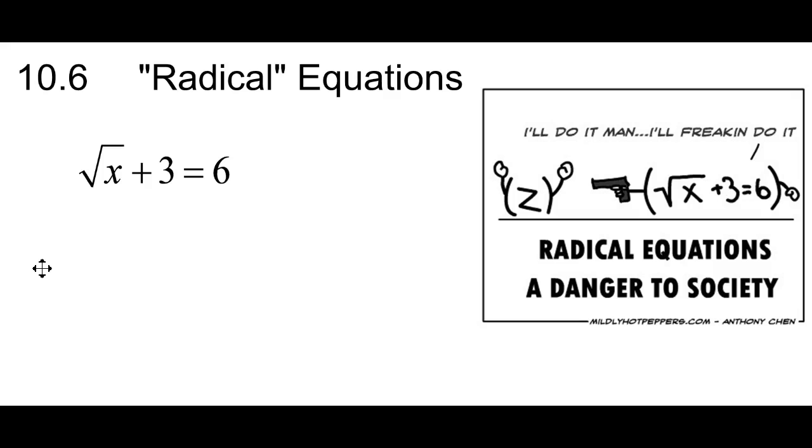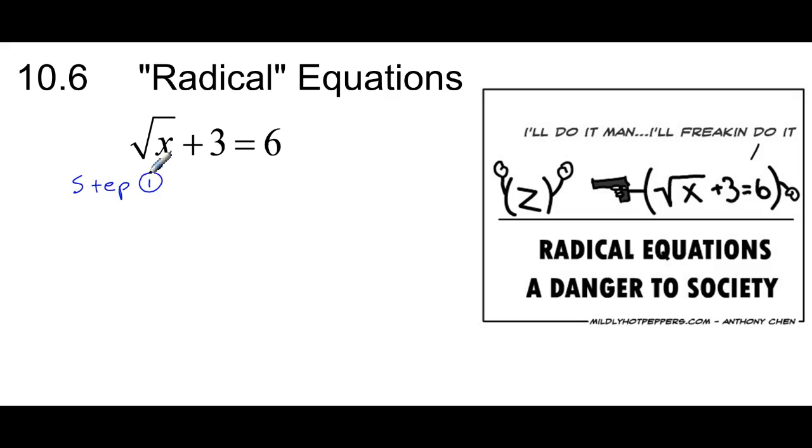If you take a look at this equation, the square root of x plus 3 equals 6, this equation serves pretty well to allow me to teach the basic ideas of 10.6. There's really three key steps to solving these things, and for the most part these steps are pretty simple. So the first step, step 1, is to isolate the root. Get the root by itself.